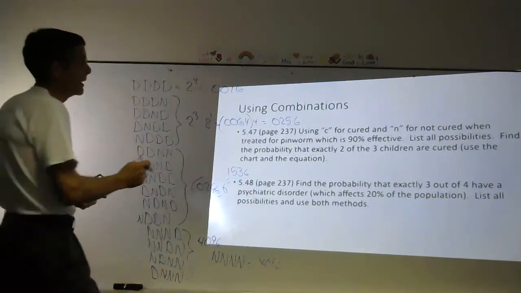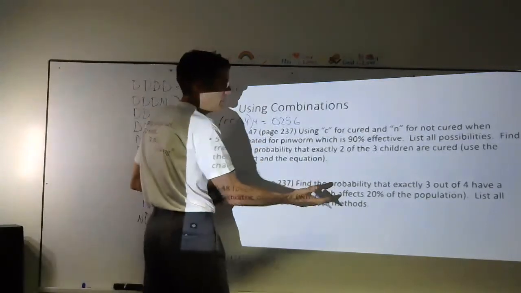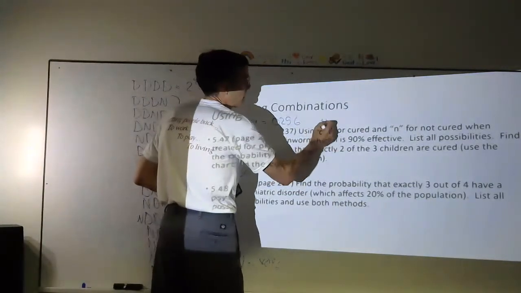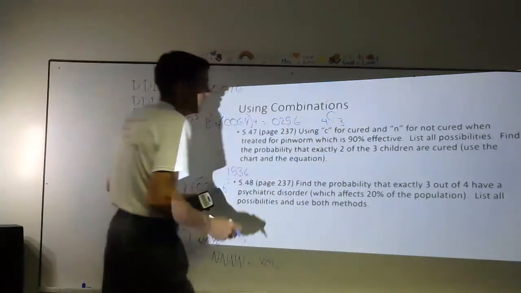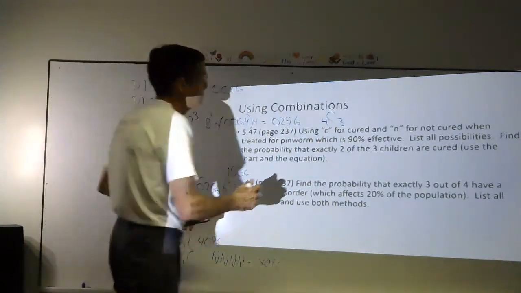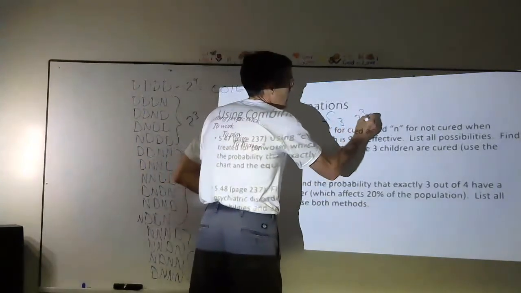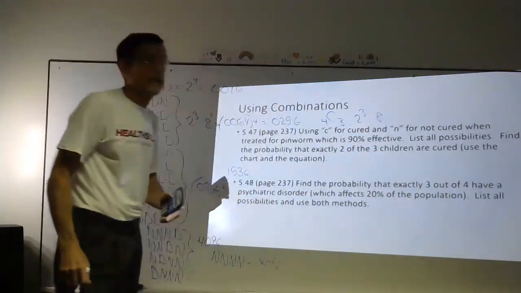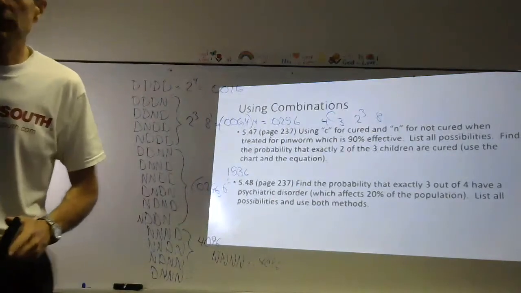Easier way to do the problem. Easier way, how many ways can I pick 3 out of 4? That's 4C3. 3 of them have it. So it's got to be a 0.2 cubed times the 0.8. Okay? And you'll get precisely the same thing. All right?